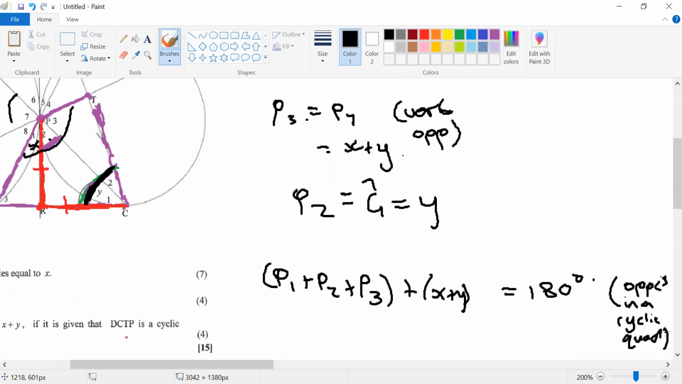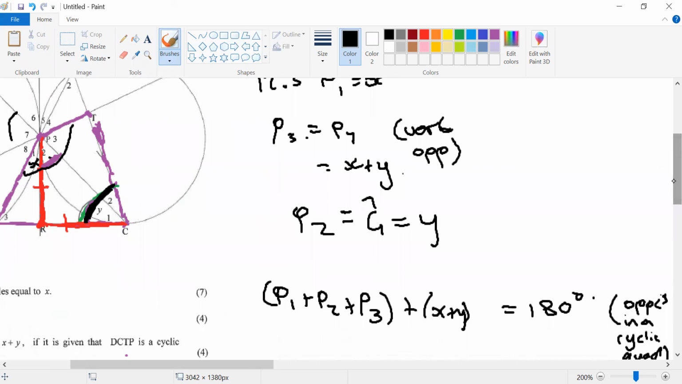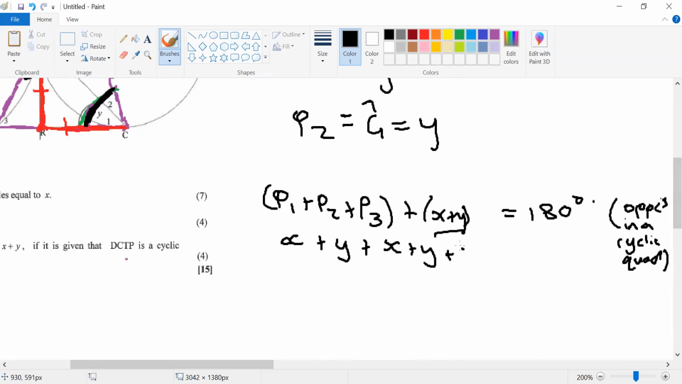And now all that's left for me to do is start substituting everything that I know. I know that P1 is X. I know that P2 is Y. I know that P3 is X plus Y. I know that this right here is just simply X plus Y, and that's equal to 180 degrees.